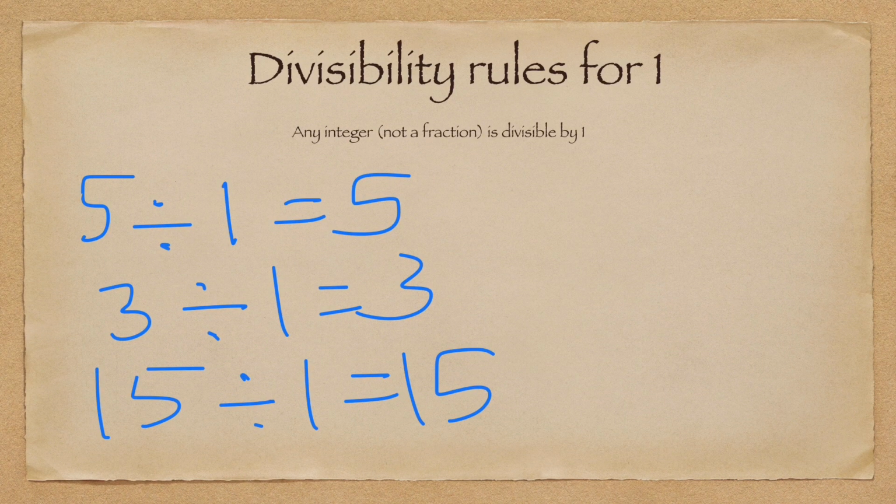Let's see divisibility rules for 1. What is that rule? Any integer, not a fraction, is divisible by 1. Any integer is divisible by 1. We all know that, but still I have to tell you the divisibility rules, so I included this also. See, 5 divided by 1 is 5, 3 divided by 1 is 3, 15 divided by 1 is 15.